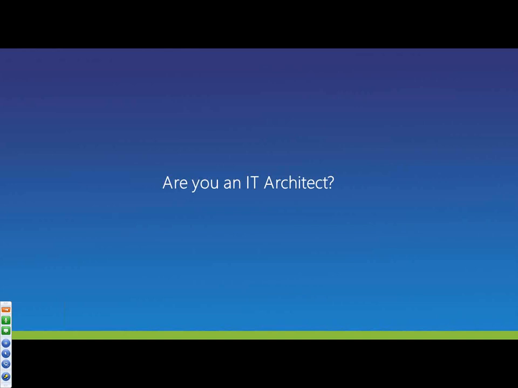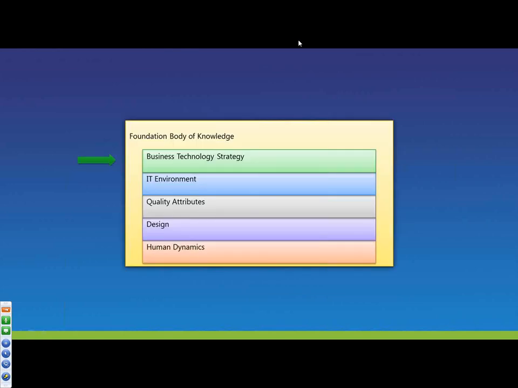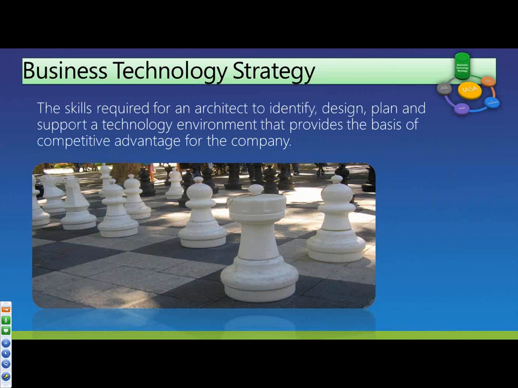Question is, are you an architect? Well, let's take a look at these 5 pillars and examine whether you would classify yourself as an architect based on these definitions. BTS, Business Technology Strategy. By definition, it's the skills required of an architect to identify, design, plan and support a technology environment provided to a business to create a basis of competitive advantage for the company.